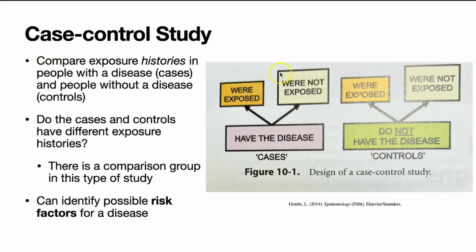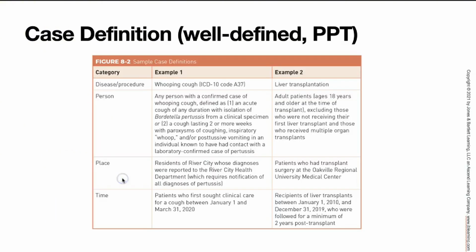And then you're going to compare these two to see if there's more likelihood that an association would be found between being exposed and having the disease, or perhaps an association would be determined between those who were exposed to something and who do not have the disease. So this is a type of comparison study. This is one of those studies that has a comparison group, and this is the type of study that you can use to identify possible risk factors for disease.